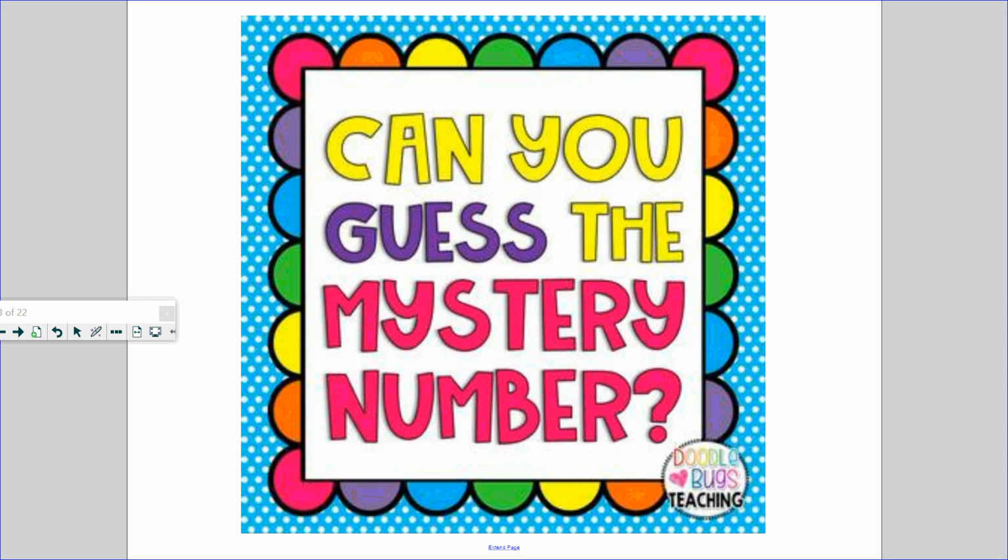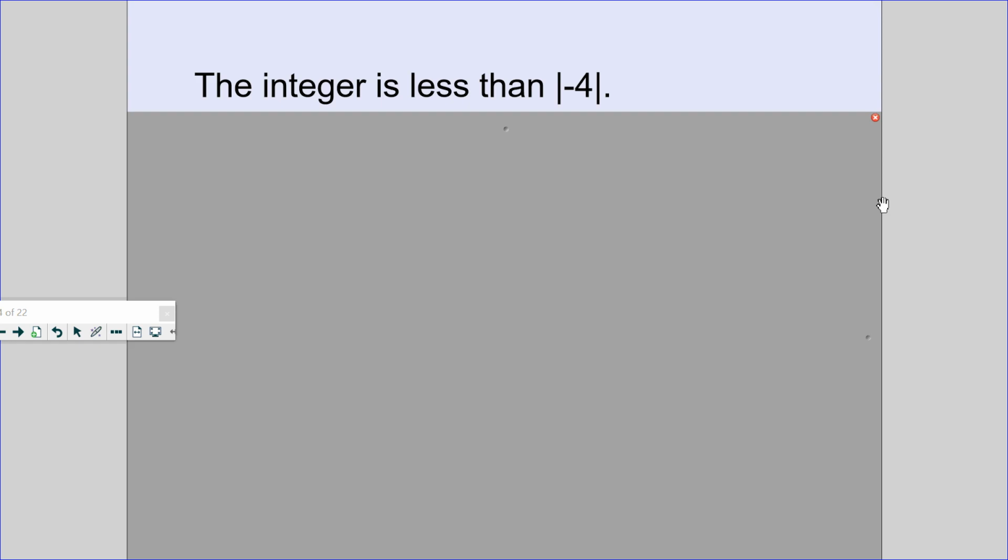Can you guess the mystery number? So we're going to have a mystery number. So here is our first one. The integer is less than the absolute value of -4. What is the absolute value of -4? How far is 4 from 0? 4. So the integer is less than 4.